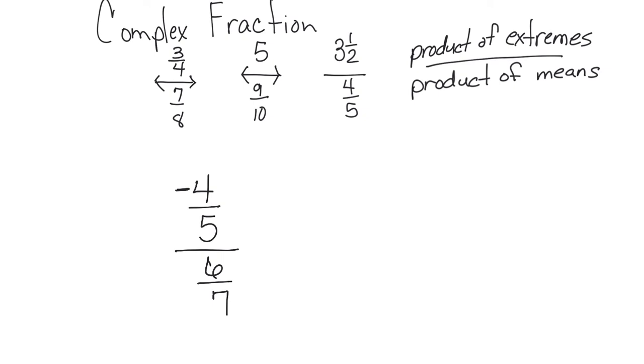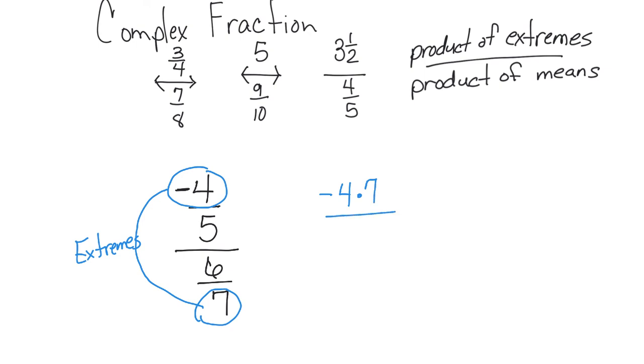6/7. So in order to work the problem when it's a proper fraction, students need to remember that the extremes is the very top number and the very bottom number in the complex fraction. So these are my extremes. So I'm going to say negative 4 times 7 divided by, and my means are the two numbers in the middle. So that would be 5 times 6.